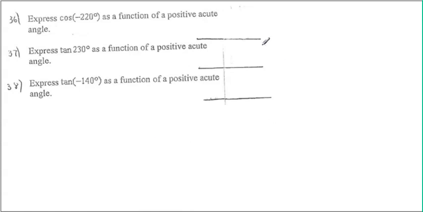Alright. Cosine is an even function, in fact. So when you have a negative inside cosine, that's the same thing as not having the negative sign. So in fact, this becomes cosine of 220 degrees. 220 degrees, as you can see, is in the third quadrant. So therefore, this becomes negative cosine of 40 degrees, because 40 is the reference angle.